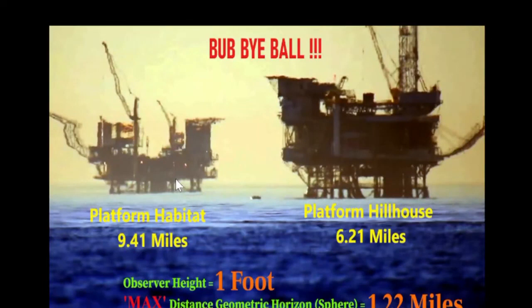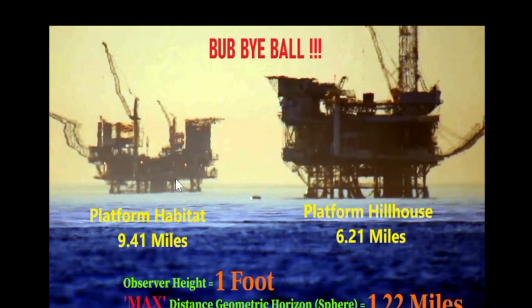Next slide. Well, bye-bye ball, right? The black swan, because if they were going to prove a sphere, they could easily do it. But in this picture from BLMSB 69, he's at a 1 foot observer height. And according to 3959 radius, guess what? The limitation of that geometric horizon, the thing that blocks boats and buildings, the bottom first, has to be 1.22 miles. And yet we see platform Hill House at 6.21 miles. We see platform Habitat at 9.41 miles. And clearly the horizon is beyond that. So Earth curve is not where Earth curve should be, which means Earth is not curving.